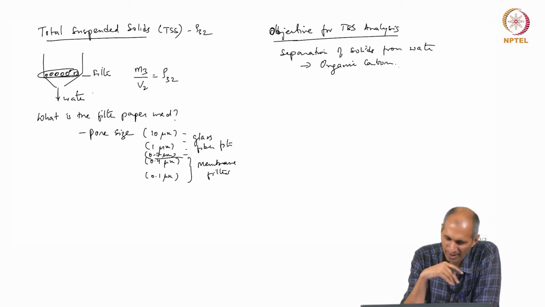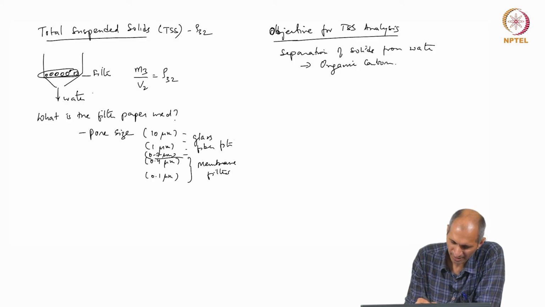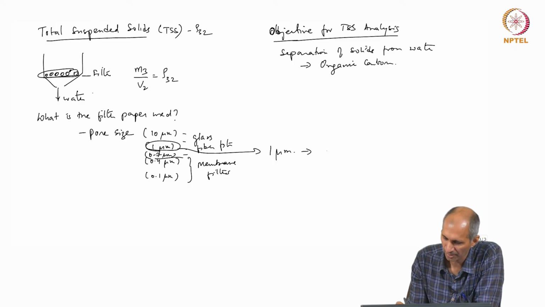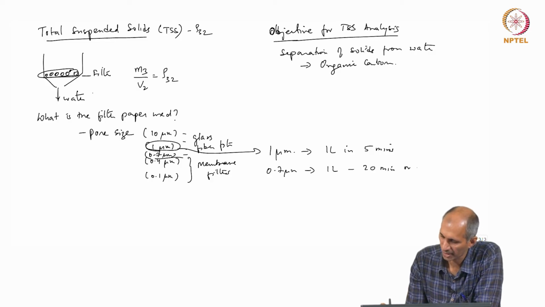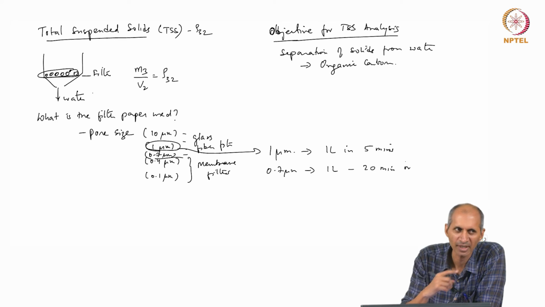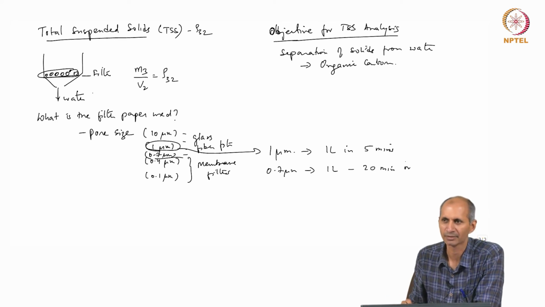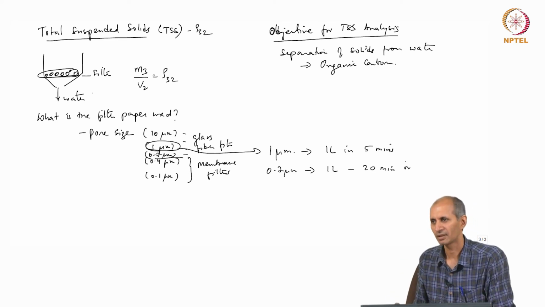Let us say I use a 1 micron glass fiber filter. I am able to do filtration of 1 liter in 5 minutes. If I take a 0.7 micron filter, I am able to do 1 liter in 20 minutes, or sometimes, depending on the amount of solids present, I may not even be able to finish it. The filter will get clogged, and I can't do it.